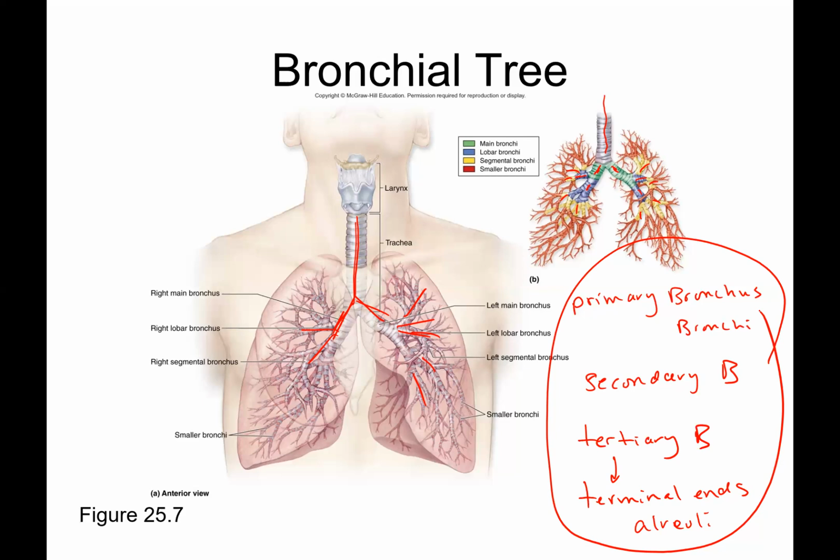All right. You'll also notice that the right lung has 3 lobes. 1, 2, 3. Okay, so it has 3 lobes. And the left lung has 2 lobes.